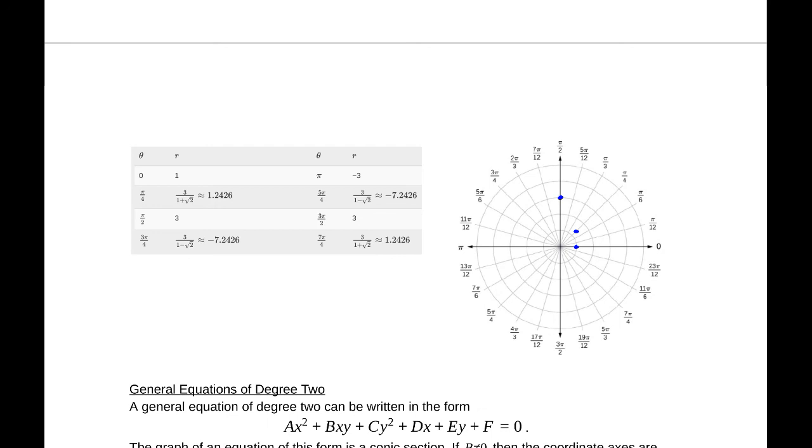And at 3 pi over 4, my radius is -7, which means it's going to be way out here. At pi, my radius is -3. At 5 pi over 4, my radius is -7, which means it's off in that direction. At 3 pi over 2, my radius is 3. And at 7 pi over 4, a radius of 1.2.